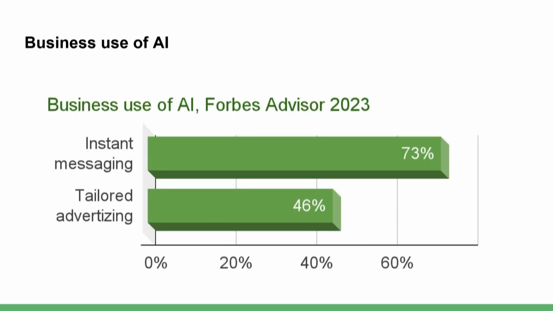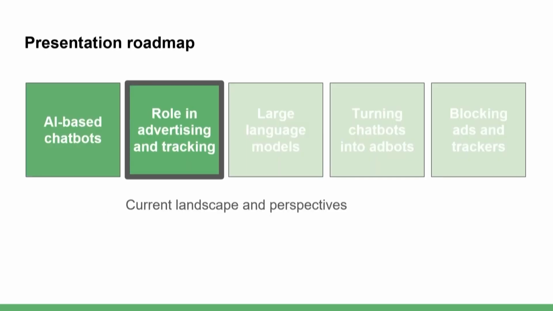So now to potential demand. A recent study by Forbes Advisor revealed some interesting statistics. According to them, 73% of businesses plan to use AI for their instant messaging. And what's more interesting for us is that 46% plan to use AI for their tailored advertising. So what makes AI-powered chatbots so appealing to businesses?